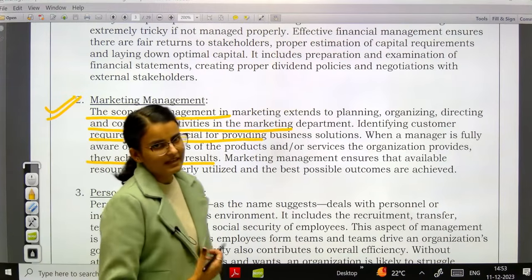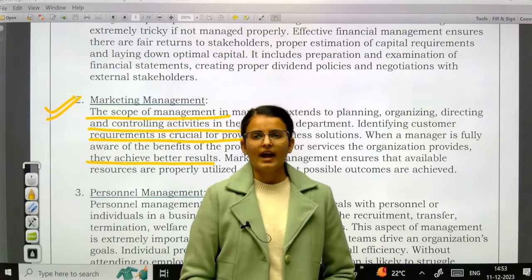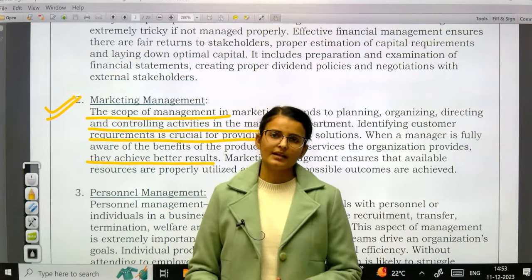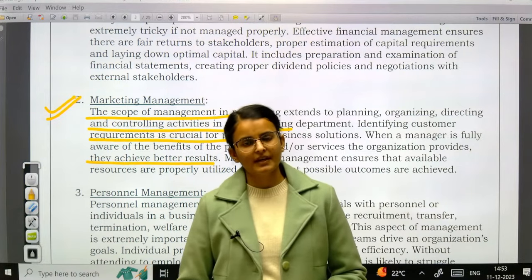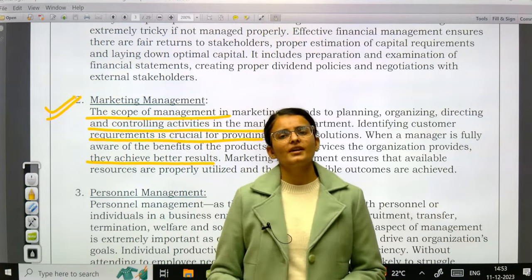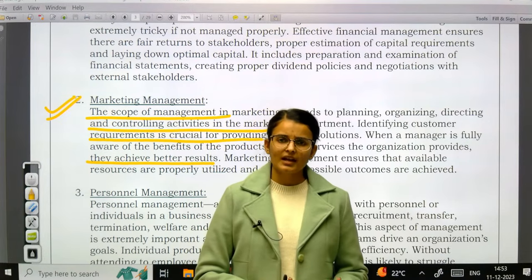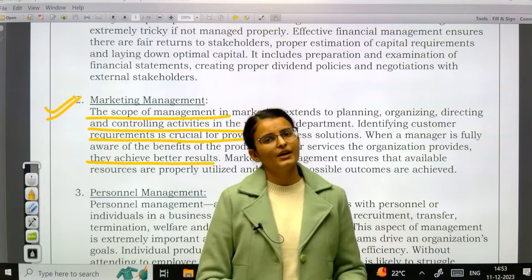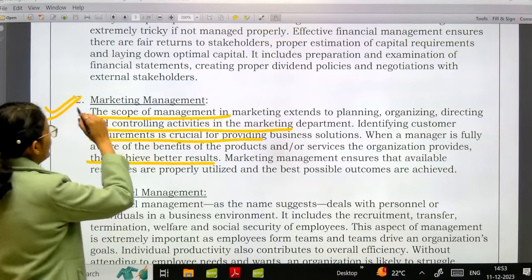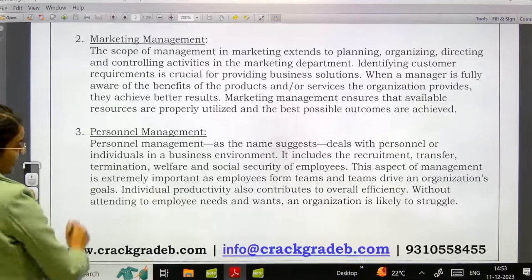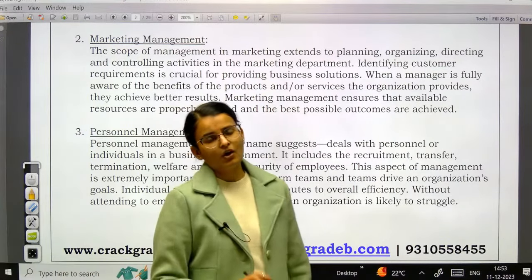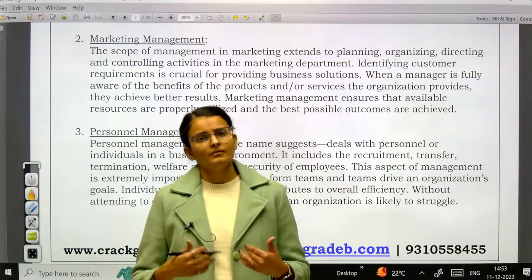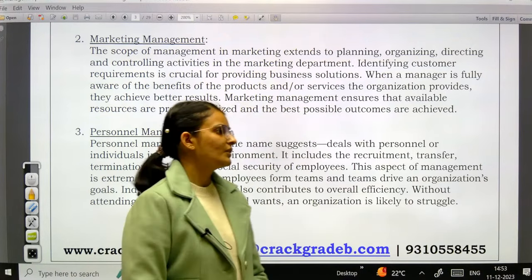So marketing management says that a manager should look at the capabilities of the employees and the demands of the customers, what they are expecting, what quality of products they are expecting, and he should ensure that the resources are optimally utilized so that the desired outcome can be met and a desired quality of product can be supplied to the customers. Okay, this is what we call marketing management. If there is any gap in the quality of the product, it will be because the manager is unable to estimate the demands of the customers about the quality. Okay.